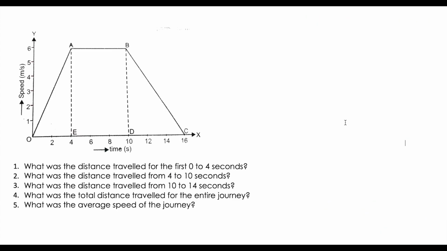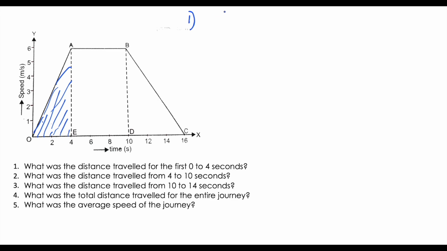Alright, so we're going to look back at an old familiar graph, and it says, what was the distance traveled for the first 0 to 4 seconds? Alright, so 0 to 4 seconds, and we're talking about a speed time graph. How do we go about calculating the distance using a speed time graph? We have to calculate the area in that particular region. So we have to calculate the area in this region right here. So 0 to 4 seconds.